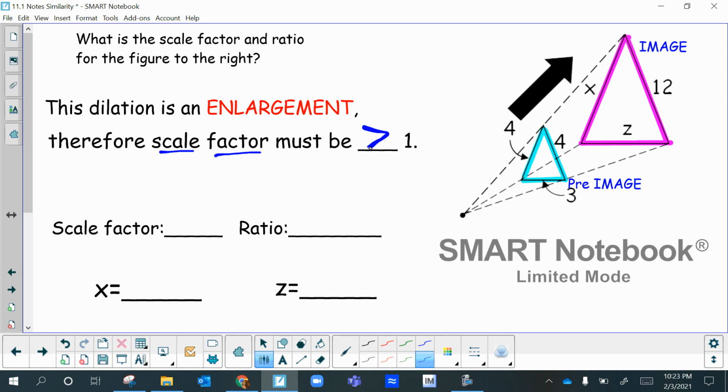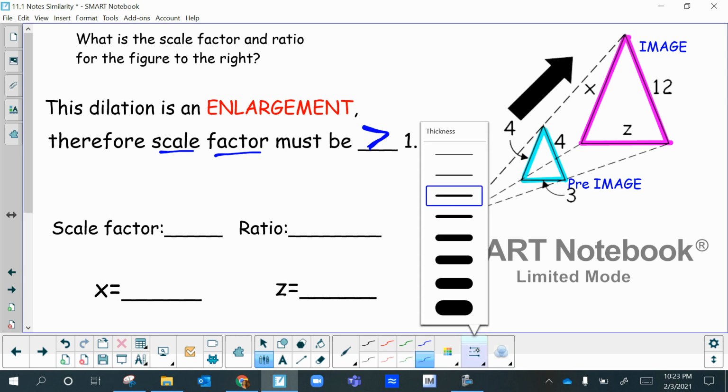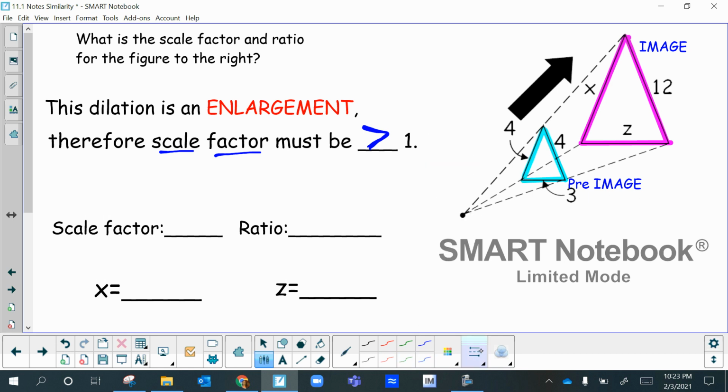So figuring out the scale factor is pretty easy. Okay, so for the scale factor, let me get my highlighter, you want to see how many times bigger it got. And so you want to look at a ratio that's given. So this side is given, and the corresponding side to that 4 is right here, okay? And so how many times bigger did it get?